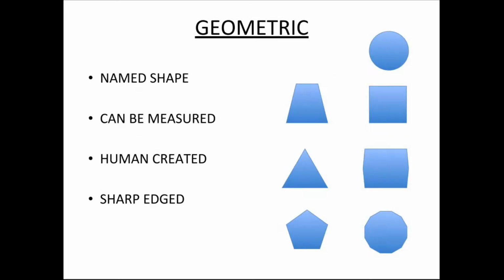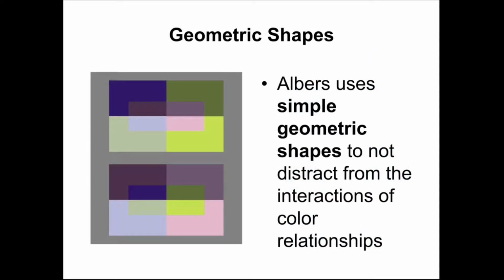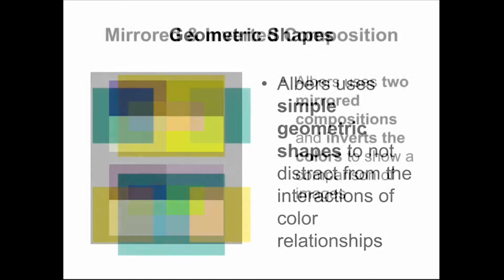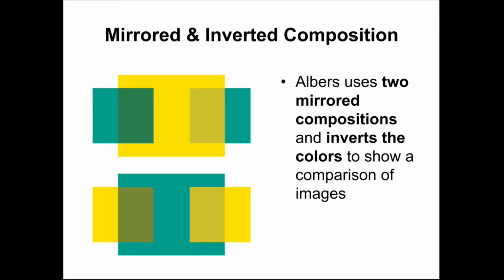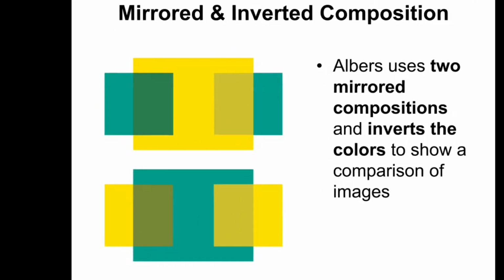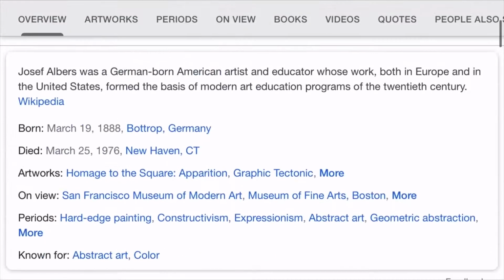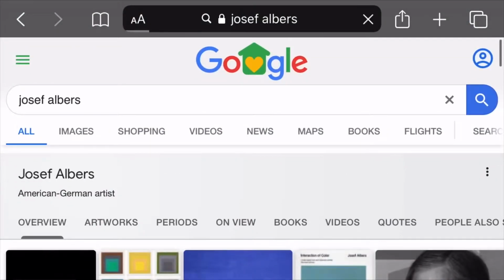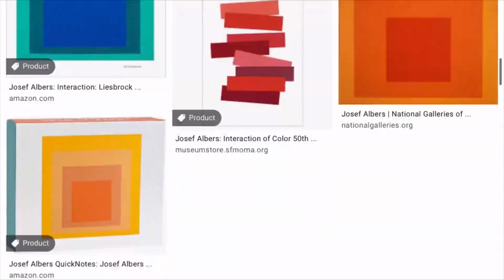These simple geometric shapes were used because he didn't want the audience to be distracted from the color combinations and the interaction of colors that he was trying to show. He also used mirrored and inverted compositions. In other words, he had the same collection of shapes, just flipped the colors that were used in each one. And finally, your task was to Google search images of Joseph Albers.